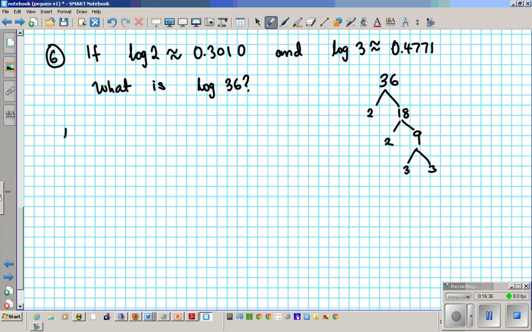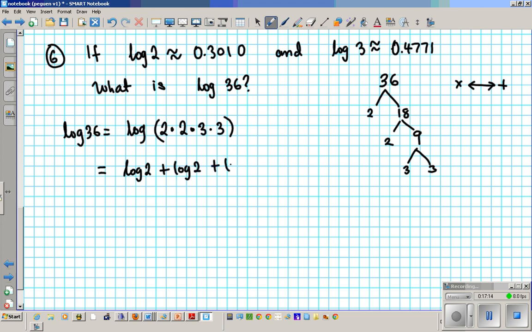Okay? So log of 36 is the same thing as log of 2 times 2 times 3 times 3. Now what is times in the log world? Times in the log world is addition. That's what logarithms were created for, to make multiplication into addition. So if I change this whole product into log form, guess what? This is going to become log of 2 plus log of 2 plus log of 3 plus log of 3.